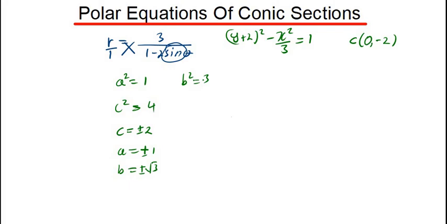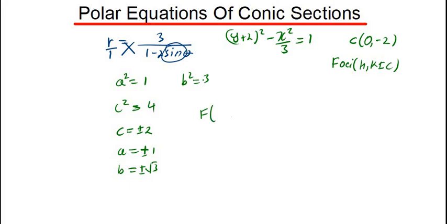So if I go to the foci, since it's on the y-axis, it's supposed to be h comma k plus or minus c. So I'm going to say my f.